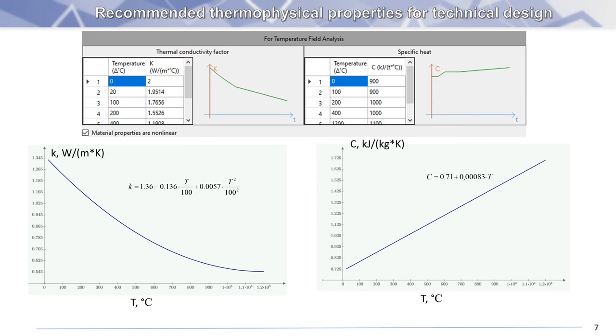Now, software package LIRA 10 can consider these effects during thermal analysis. Here on the slide, you can see how the data can be specified in tabular form in the program interface. The only restriction is that the diagram of thermal conductivity must be descending and the graph of specific heat ascending.